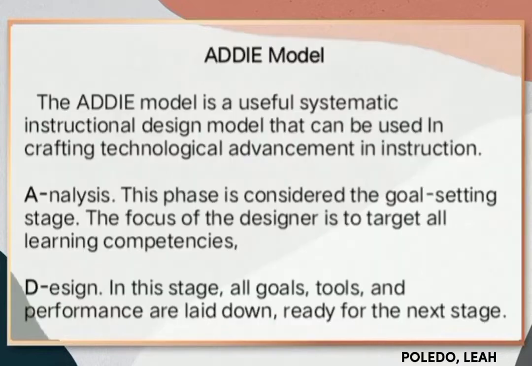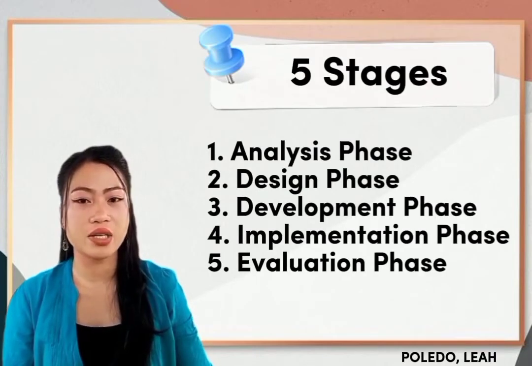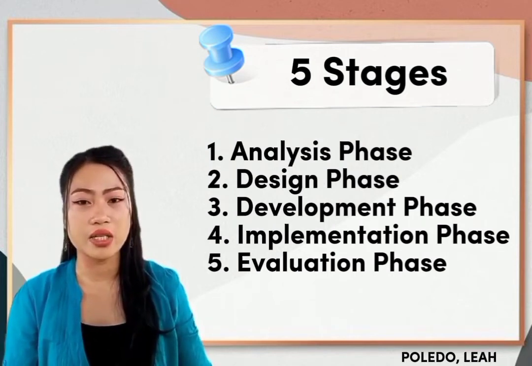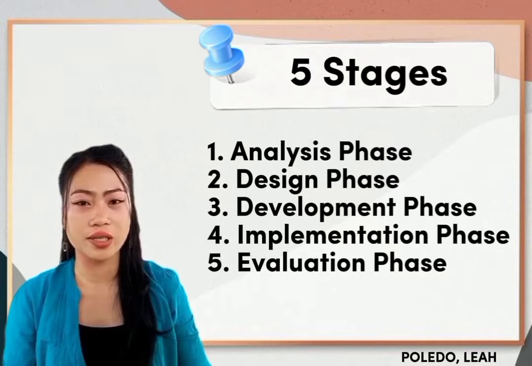Now, let's talk about the ADDIE model. The ADDIE model is a systematic instructional design model that can be used in crafting technological advancement in instruction. The ADDIE model consists of 5 stages. We have analysis, design, development, implementation, and evaluation.